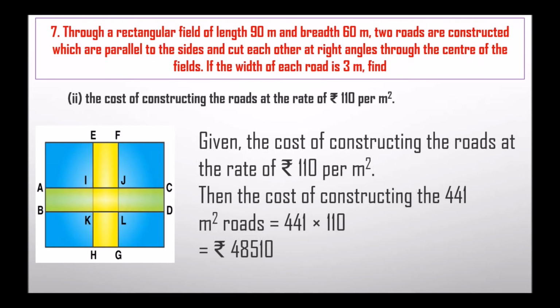Second, we have to find the cost of constructing the road at the rate of 110 per meter square. So we have to construct 441 meter square roads. So 441 into 110, that is rupees 48,510.